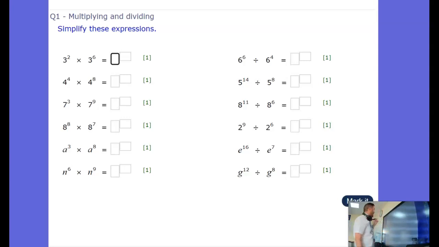Hello maths fans, going to look at Indices 1 and Indices 2 from MyiMaths here. So this is applying the rules of indices, the laws of indices.